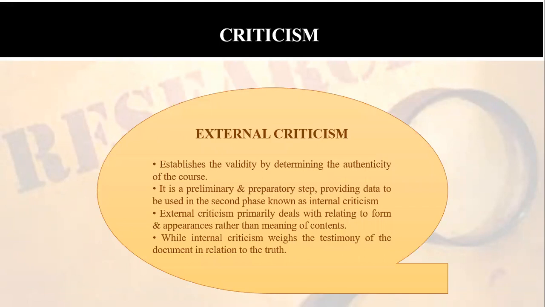External criticism is used to determine the authenticity of the source. External criticism tells us how authentic the information is, right? It is primarily a preparatory step providing the data to be used in the second phase, the internal criticism. These are the base for the internal criticism. They provide data, and internal criticism is based on the external criticism. External criticism generally deals with form and appearance rather than the meaning of the content. It is based on physical objects, physical appearance, right? It is not concerned with meaning, theories, and all those things, right?